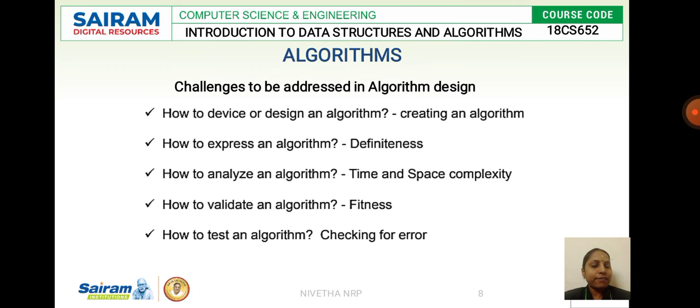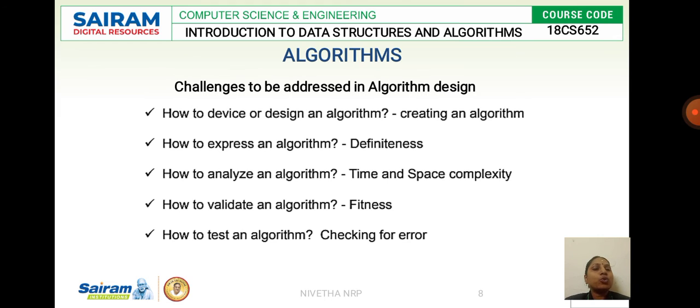We may have several ways of representing it. Among that, which is the best suited logic, or which is the best suited method to implement our algorithm. Choosing that is obviously a challenging task. Then we have how to analyze an algorithm. Concerned with analyzing the algorithm, we have two factors. One is time and space complexity, which will be discussed later.